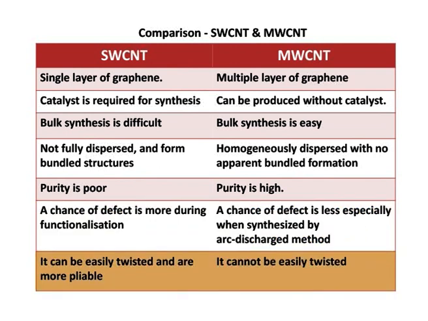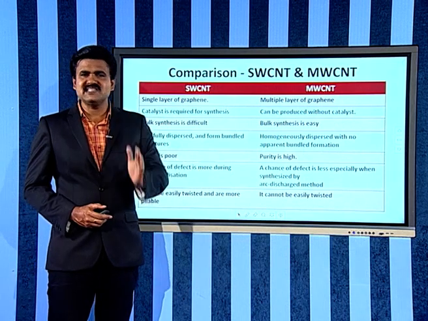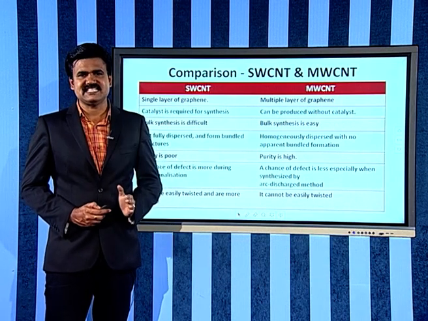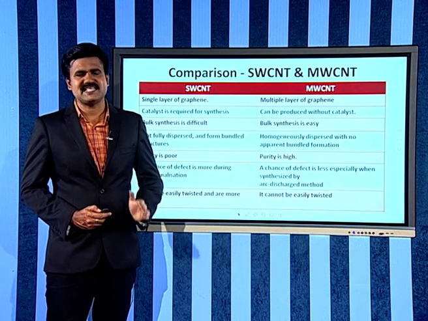Finally, single-walled carbon nanotube can be easily twisted and is more pliable. However, multi-walled carbon nanotube cannot be easily twisted. That is all about the comparison between SWCNT and MWCNT.